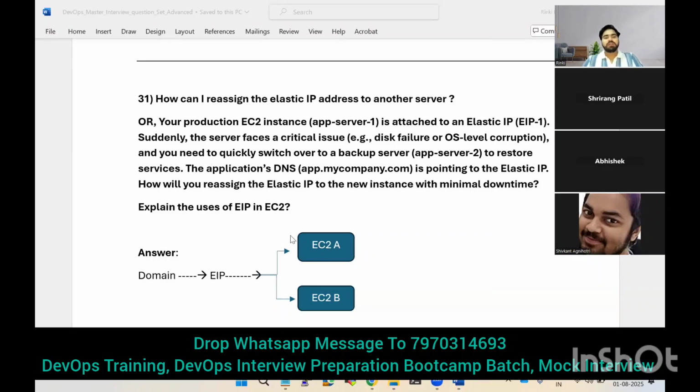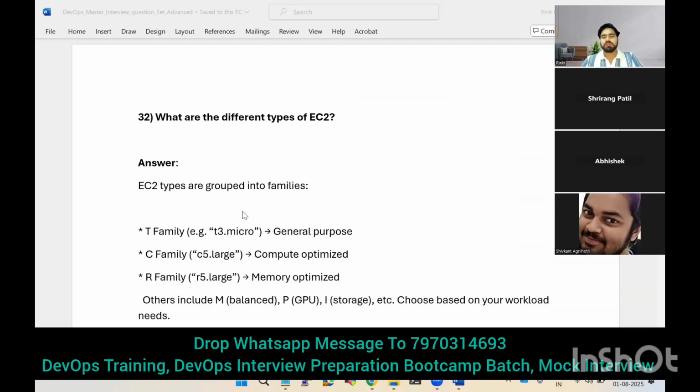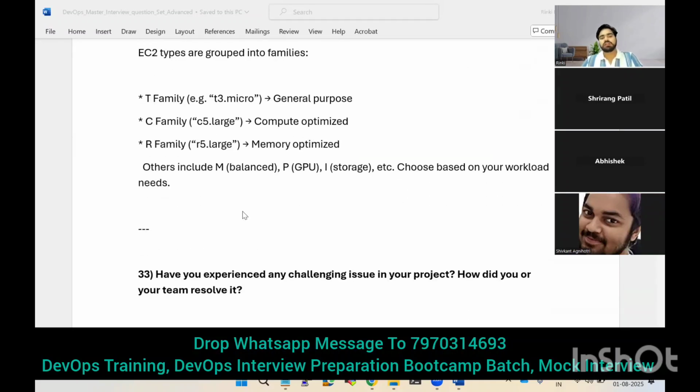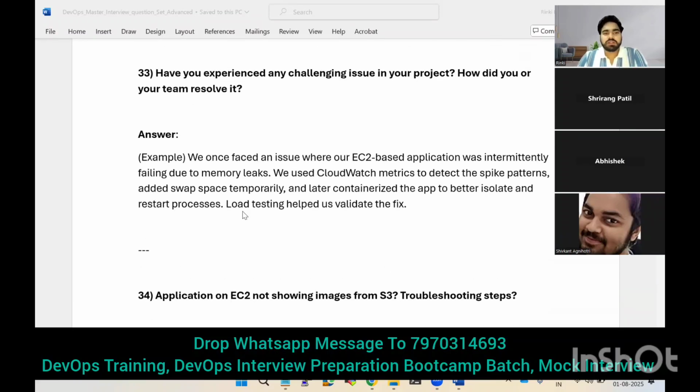Then moving further, we have other questions as well. This is kind of theoretical, which most of you might already be aware of, or you can go through this question: what are the different types of EC2 available? One of the major questions, and you might have already encountered it during your interviews. Have you experienced any challenging issue in your project? How did you or your team resolve it?